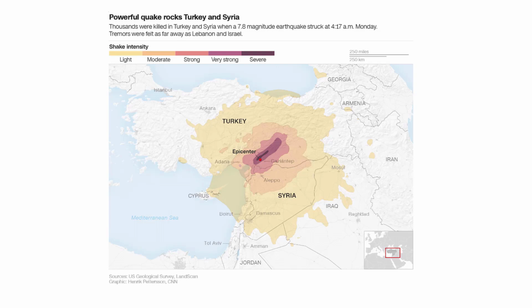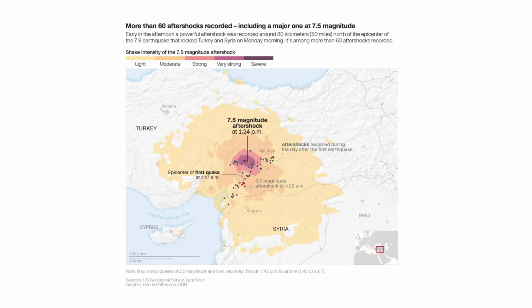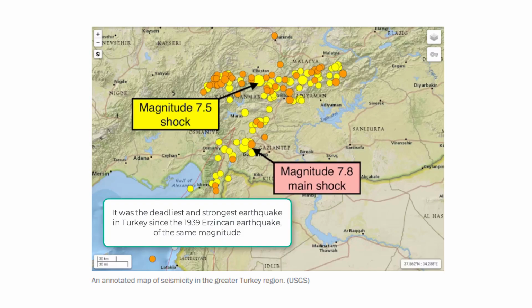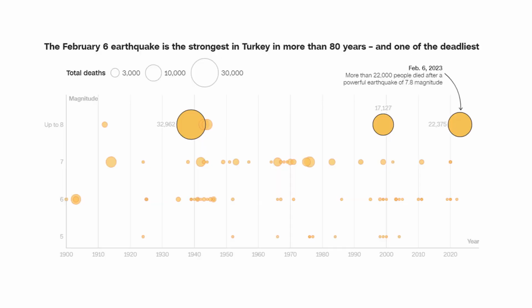On 6th February 2023, a very catastrophic earthquake with multiple aftershocks struck the southern and central part of Turkey and some portion of western Syria. This earthquake was one of the deadliest and strongest in Turkish history since 1939, that is the Erzincan earthquake, if I'm pronouncing correctly, of the same magnitude.